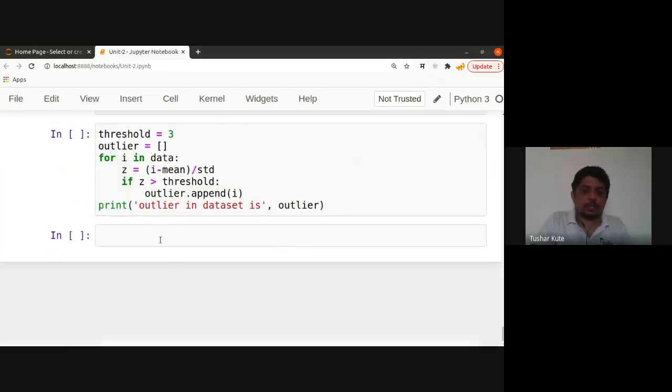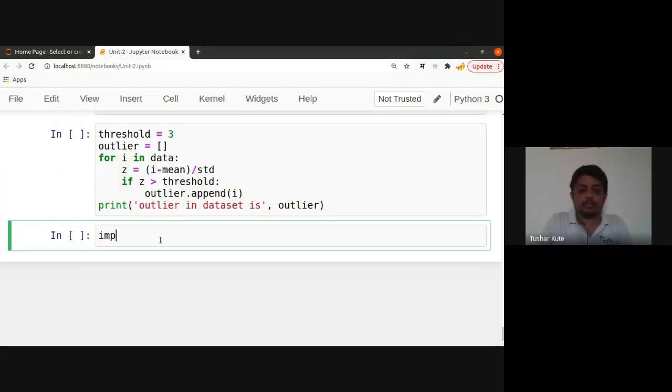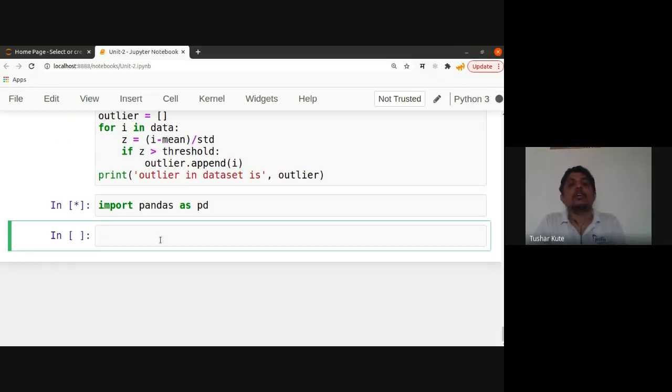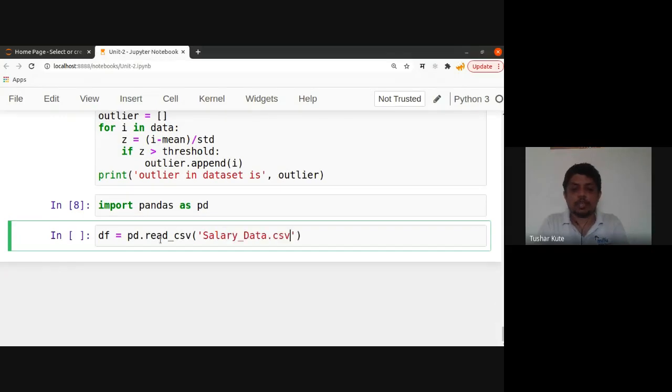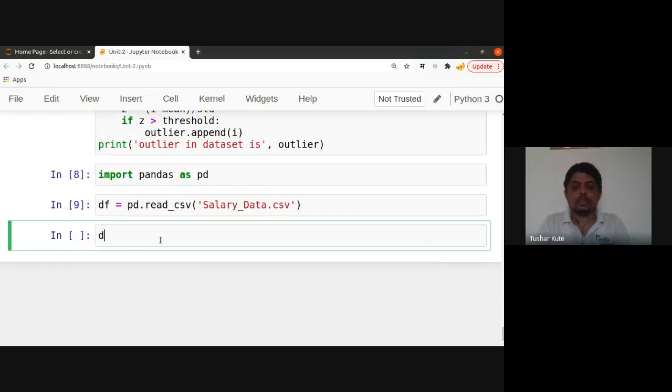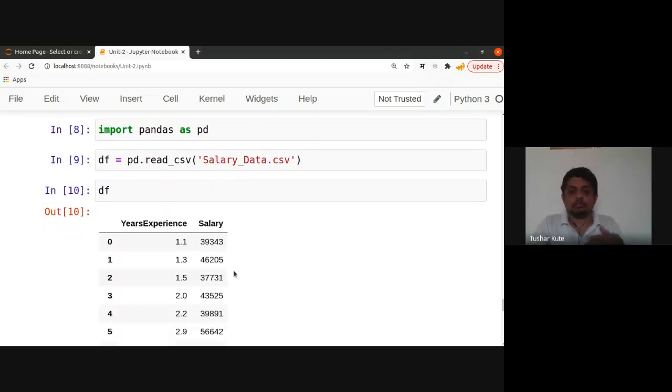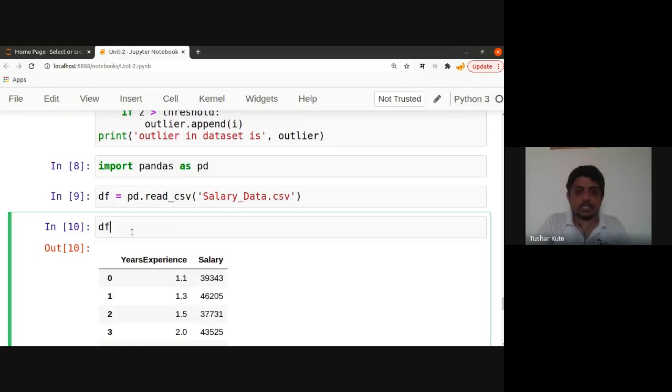Just one example I'll show you. The data frame that we have seen yesterday. Not salary, it was social network ads. Or wait a minute, salaries we will take, because only 2 columns are there. See, if these 2 columns are present, and if I check this.